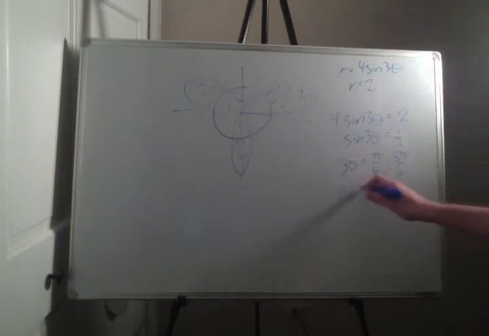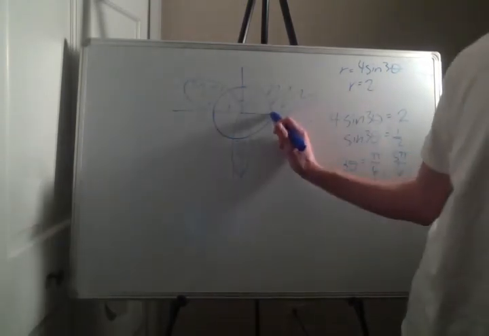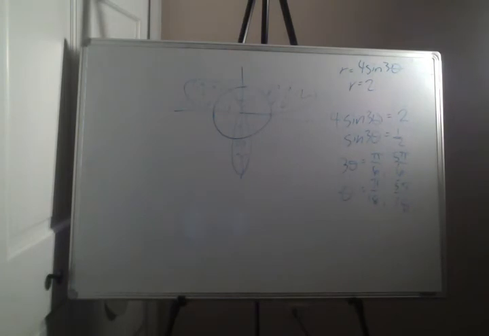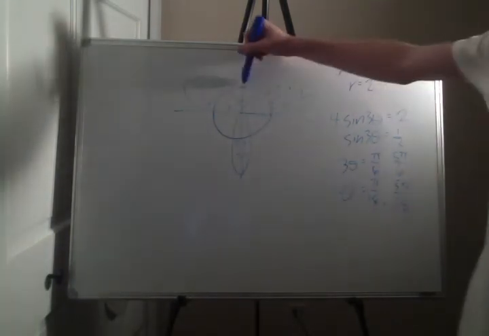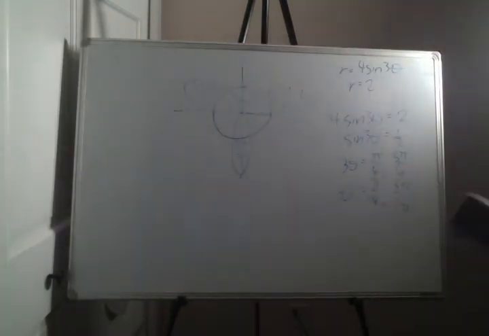And then if you divide it by 3, you get theta equals pi over 18, 5 pi over 18. That means that this right here is when theta equals pi over 18, and this right here is when theta equals 5 pi over 18. If you think about it, that kind of makes sense, because this right here would be 9 pi over 18, or pi over 2, so that looks about right.